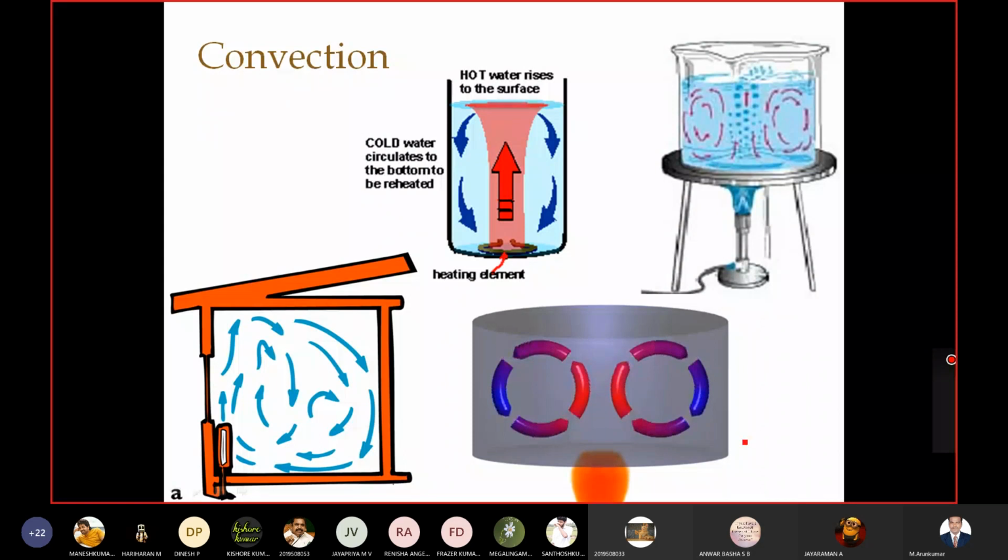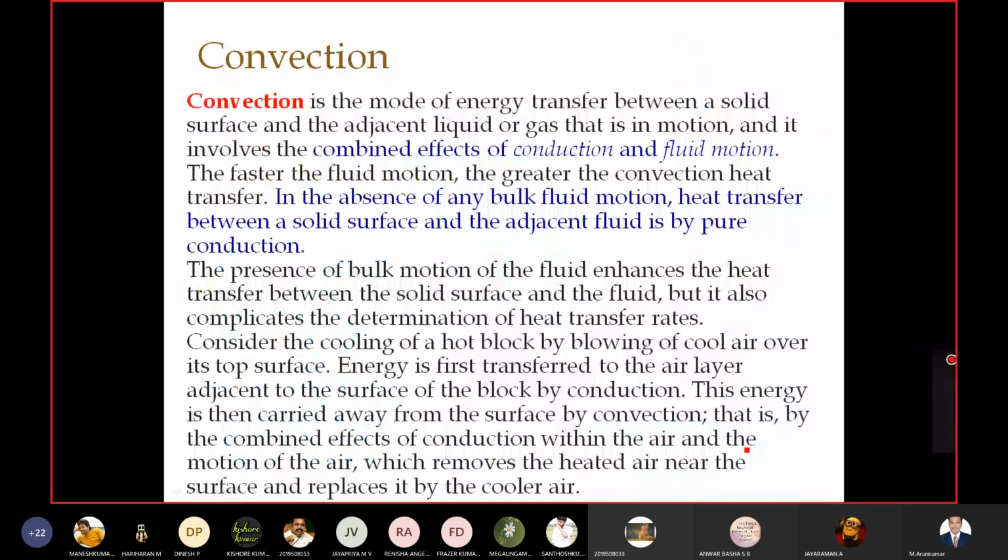So that was stated here, that the faster the fluid motion, the greater the convection heat transfer. So we need a combination of these two: the conduction in the solid and the fluid motion required to get the convection process. The density will matter here. The lesser density will give you the higher fluid motion.